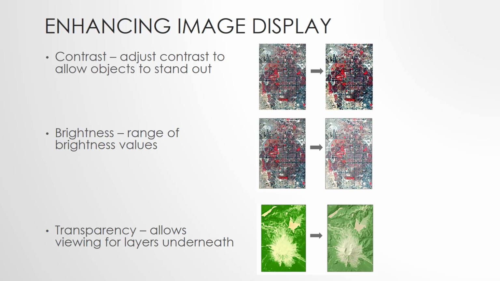So moving on down to the middle, we have brightness, and you can adjust your image display brightness to give you a fuller or narrower range of brightness values. And then finally, transparency allows for viewing of layers underneath. And in this example, once the transparency is set on the green and yellow image on the left, you can see more features of the hillshade that show up in the image on the right, which gives more of a representation of the real world.